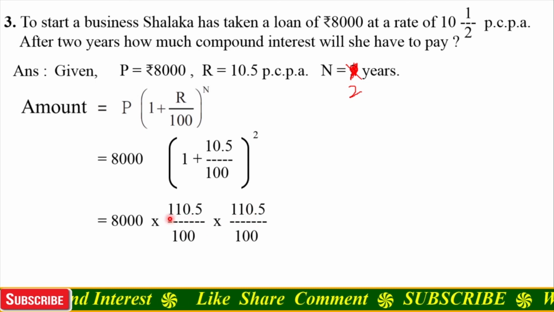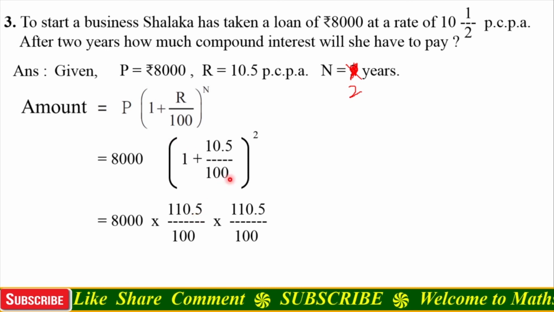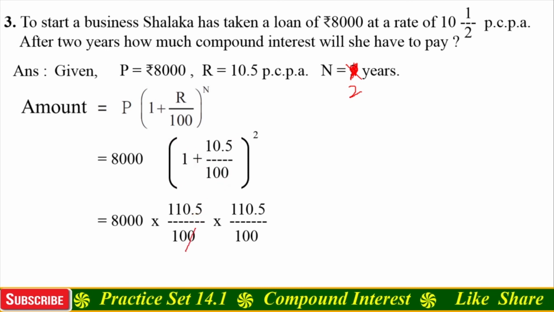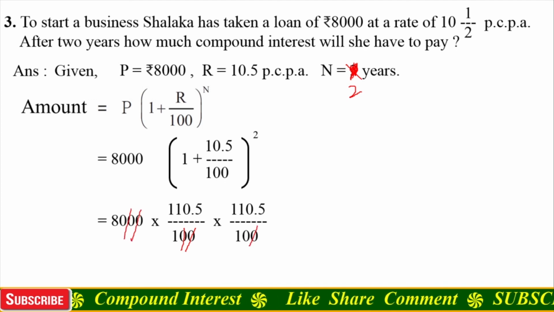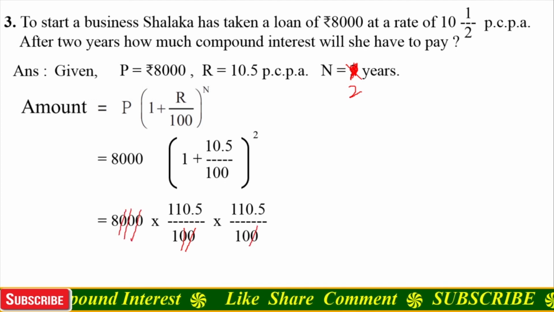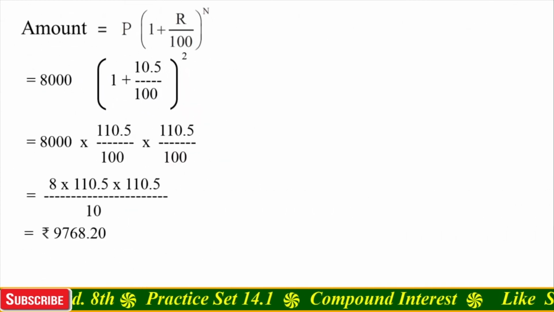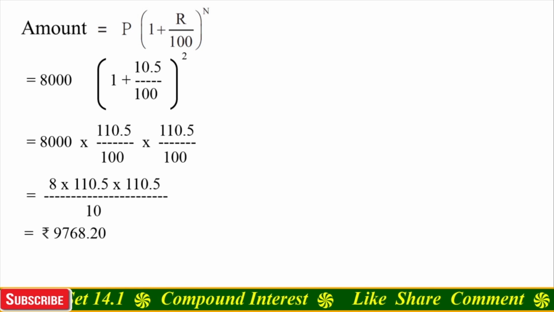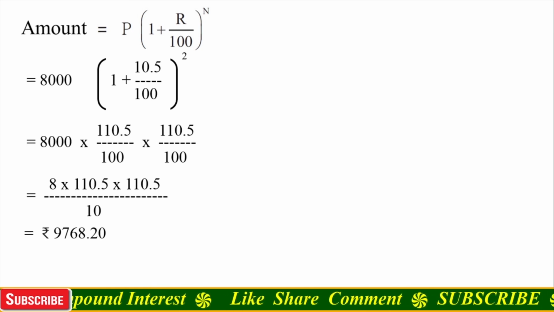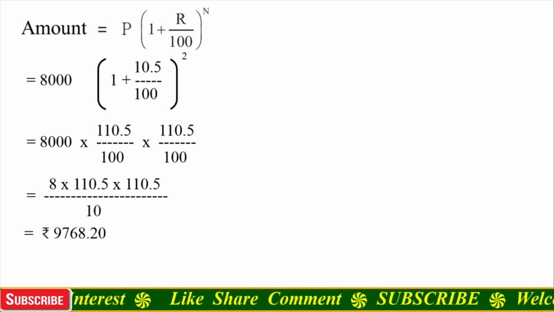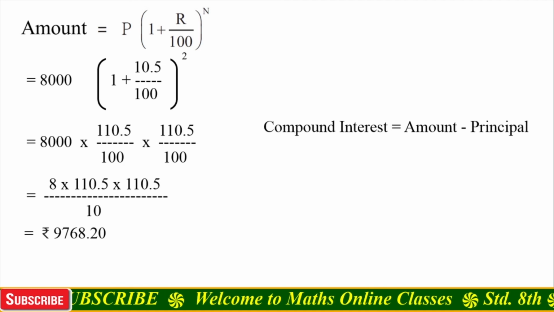Now you will think how that 110.5 has come. We have done cross multiplication. Now these 2 zeros we will cut with these 2 zeros. Here 1 0 and here 1 0. After reduction, lastly we get the answer rupees 9,768.20. This was the amount, and now we will find the compound interest.